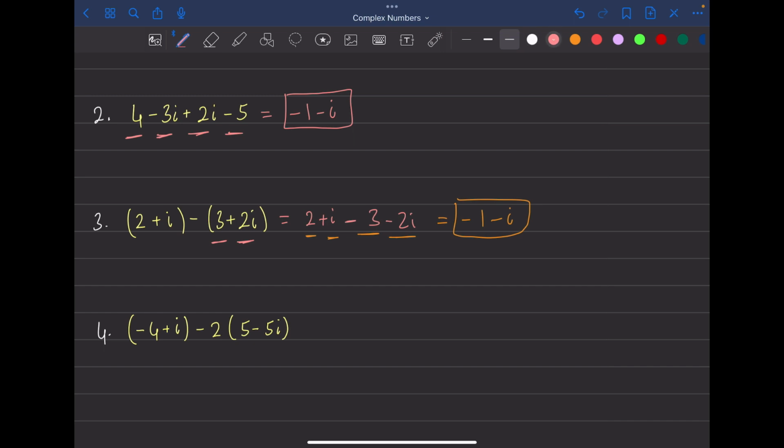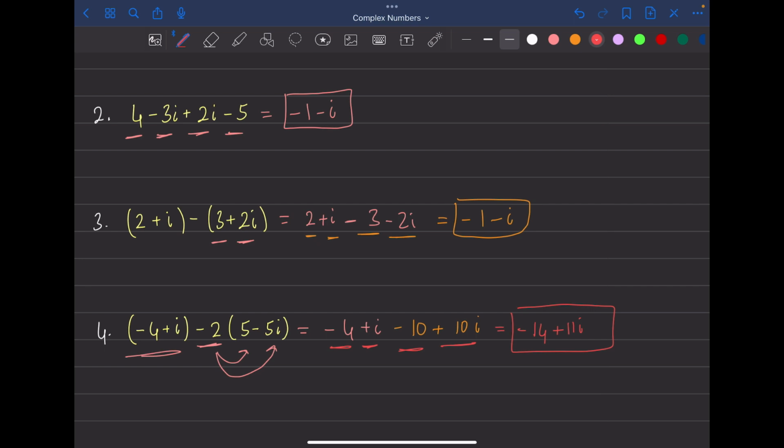Question number 4. Let's once again expand the -2 onto every term in the bracket. So we have -4 plus i, that's the first parenthesis here. And then for the second piece of information, we can rewrite this as minus 10, because -2 times 5 is -10. And then -2 times -5i is positive 10i. Now if we combine the like terms once again, we have -4 minus 10, which is equal to -14. And then positive i plus 10i is equal to plus 11i. And just like that, we are done. And that is how you add and subtract complex numbers.